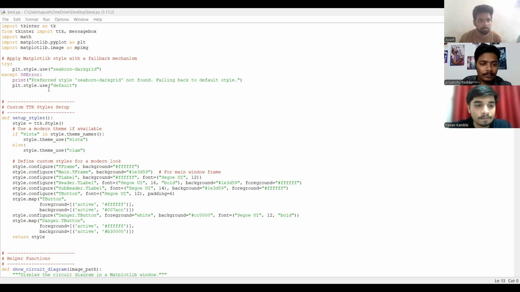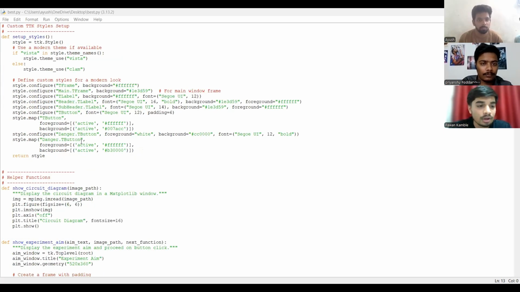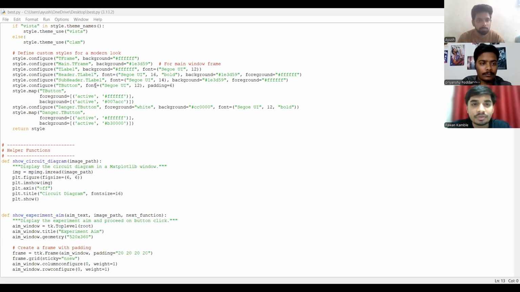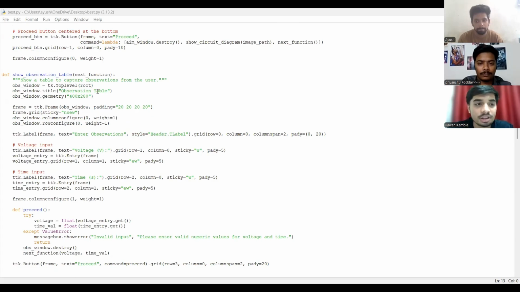Scroll down. In this, we have defined a function where we have mentioned the experiment name, list, and figures, and for the graph we have input y functions. This function, show observation table, is for the observation input. We have to input the values for voltage and time, or anything else that we need to input, and we will get a graph using the Matplotlib library.